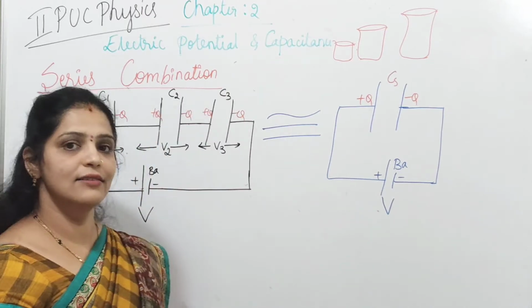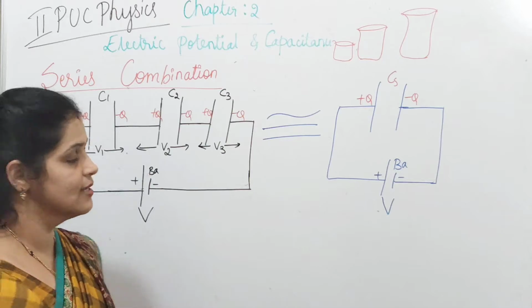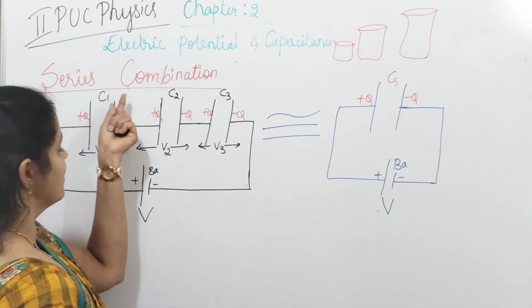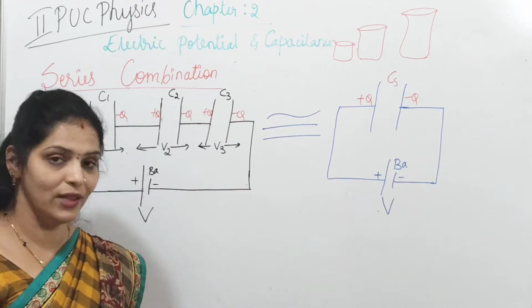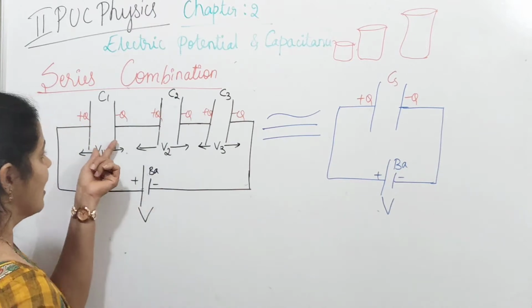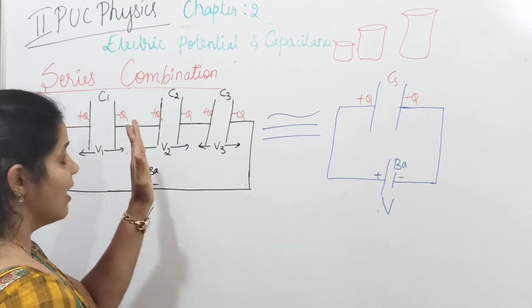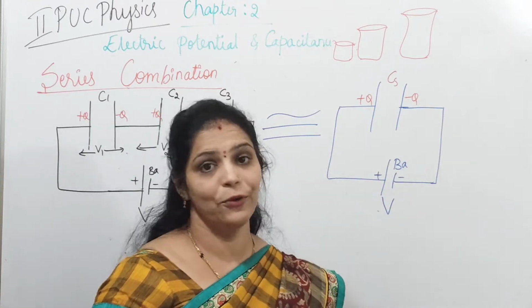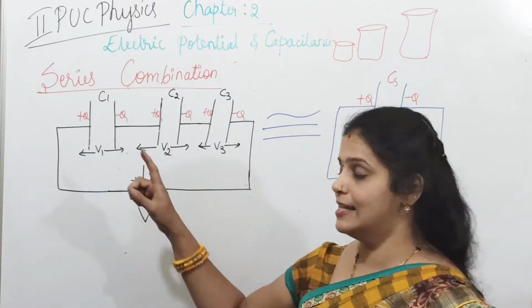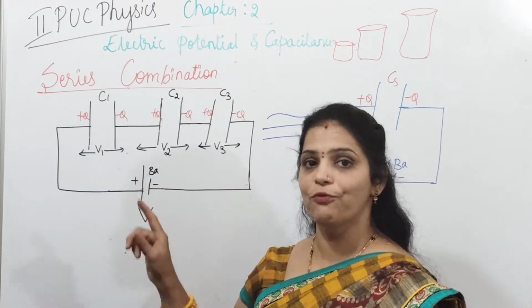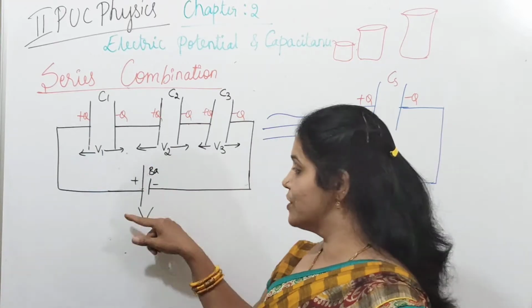Here I have taken three different capacitors, with capacitances C1, C2 and C3. They have different capacity to hold charge. When they are connected like this, they are uncharged. Initially they don't have any charge. Now we connect them in series across a battery of voltage V and switch on the battery.